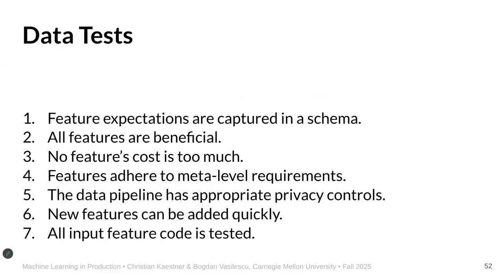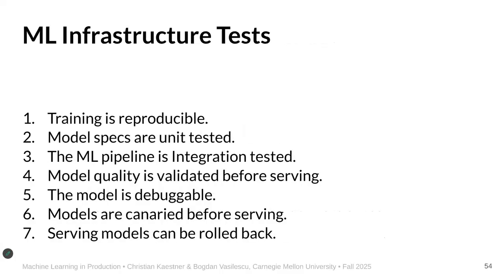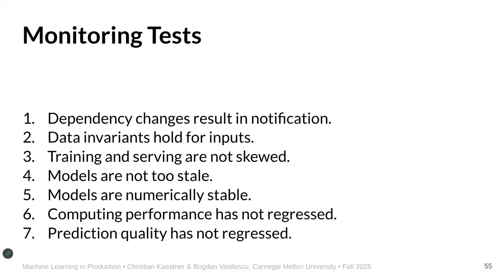like, is all the feature input code, has this been tested? That's kind of the data wrangling thing that I've shown you, right? Or new features can be added quickly, like our infrastructure is flexible, or offline and online metrics correlate. A simpler model is not better, right? All kinds of simple tests, infrastructure tests that the training is reproducible or the model is debuggable, monitoring tests, the monitoring actually works, right? The models are not stale. So the paper had all these different tests.